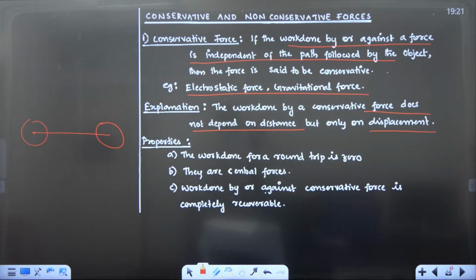What is meant by conservative force? What are the properties of conservative force? Note here.